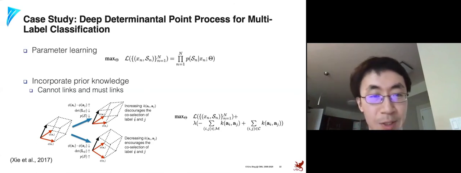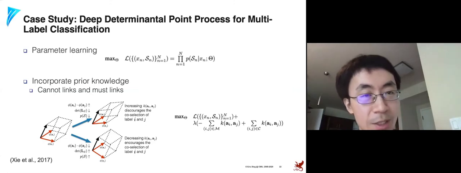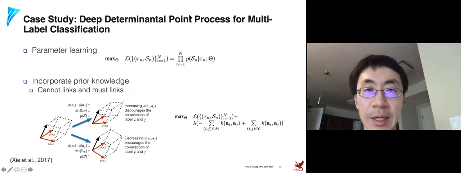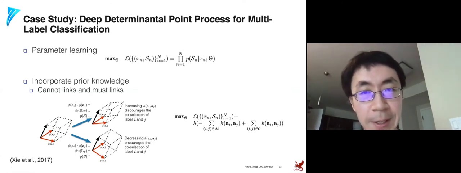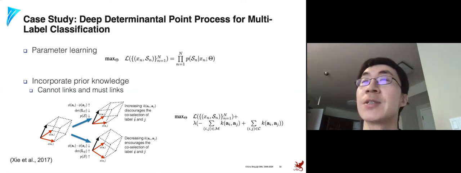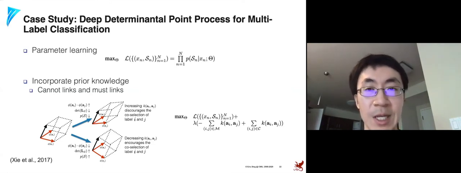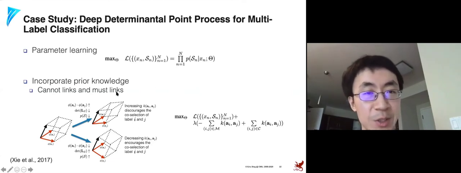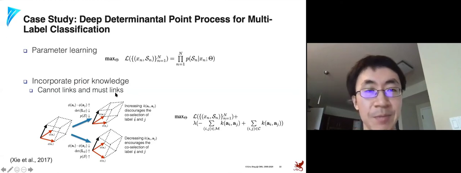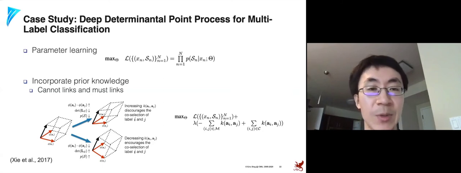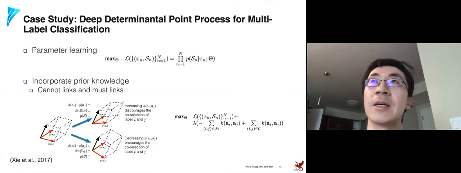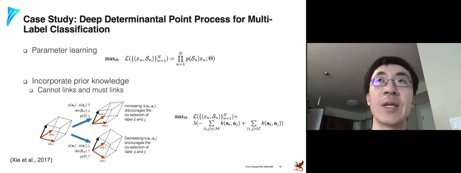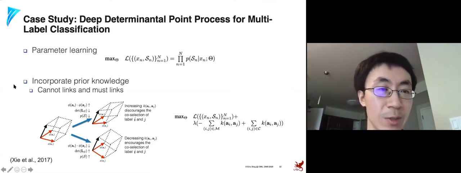Here I want to talk about something that exploits the property of DPP for incorporating external prior knowledge. When we are doing the label assignment, oftentimes we have some prior knowledge that certain labels are very likely to be assigned to an image simultaneously. For instance, sky and cloud are very likely to be simultaneously assigned to an image, right? And those binary relations are called must links, which means that if there is a must link between label I and label J, then it is likely that I and J are going to be simultaneously assigned to this image. On the other hand, we have these cannot links. Let's say a cloud and a dog are not likely to be simultaneously assigned to an image. Then according to this prior knowledge, we put a cannot link between them.